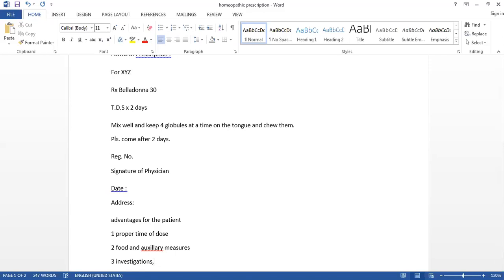The third thing is that the direction to the patient should be written in simple language. Good handwriting is again important. If there is some scribbling, it is very difficult for him to understand. The dispenser must give the proper medicine or vehicle as prescribed by the physician.